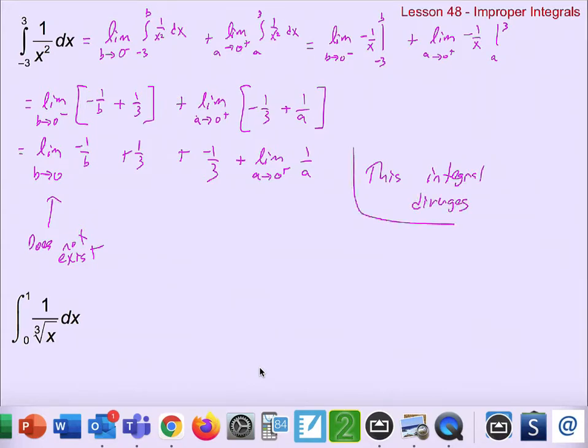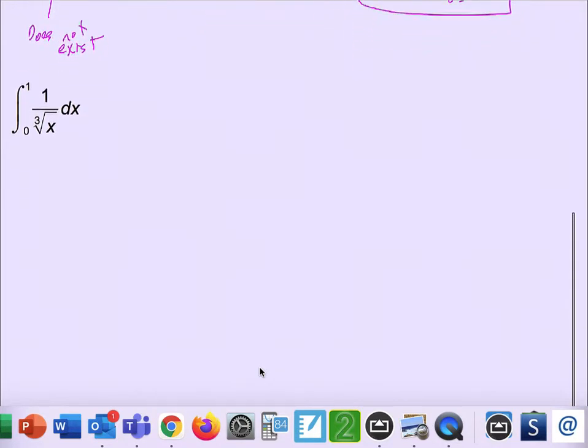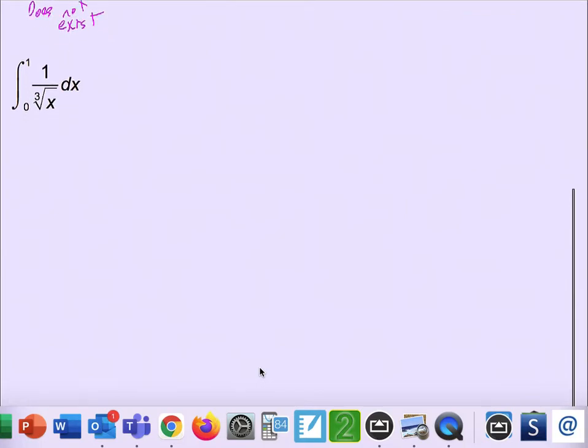And around this vertical asymptote, we cannot find the definite integral. It doesn't exist. It's infinitely big. But do note, that's not always the case. Just because there is a vertical asymptote does not mean that there is no definite integral.